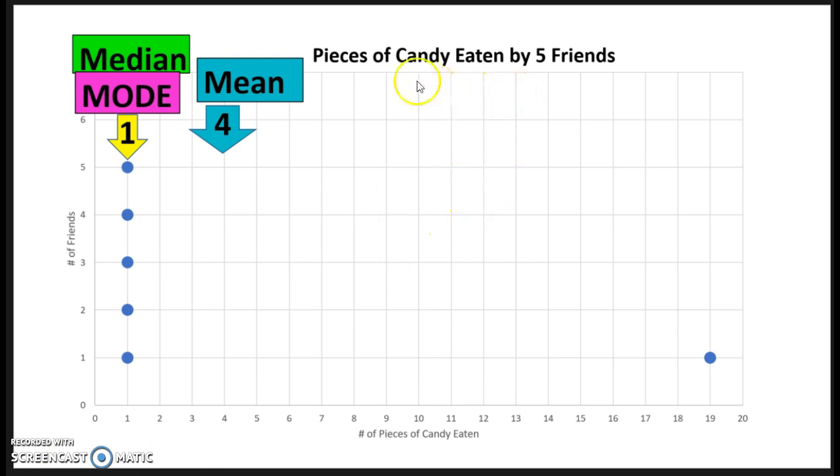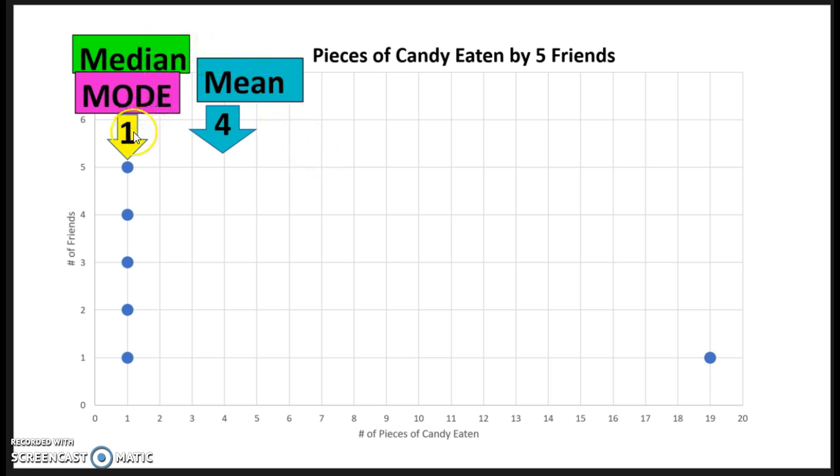Here's another dot plot that represents pieces of candy eaten by 5 friends. So there was a pile of candy and each student was asked to eat some, and 4 of the students ate 1 piece of candy, and then one friend ate 19 pieces of candy. So I want you to think, what is the typical value here on this data set?